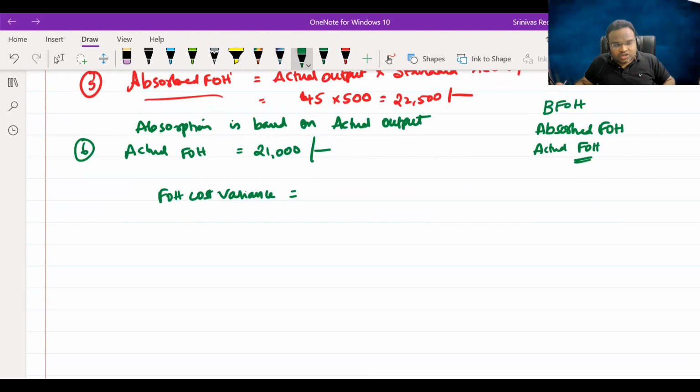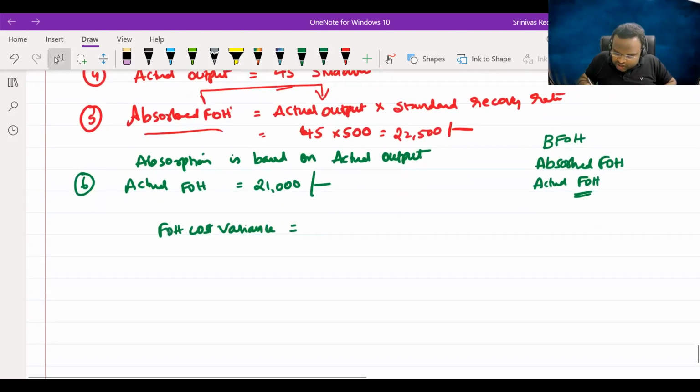What is my fixed overhead cost? How much have you recovered from the students? I have recovered 22,500, sir. How much did you pay to the owner? 21,000, sir. How much is your profit amount? 1,500. Over absorption or under absorption? Over absorption, because you have absorbed more. Now, is the profit adverse or favorable? Favorable.